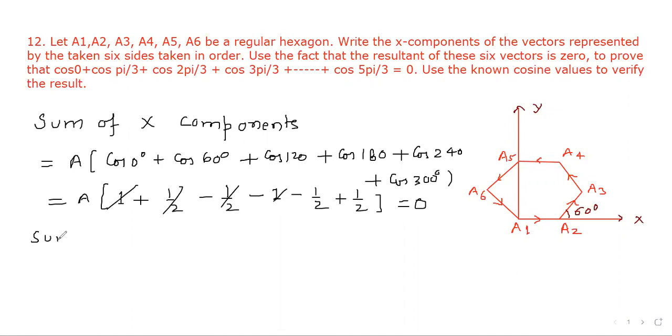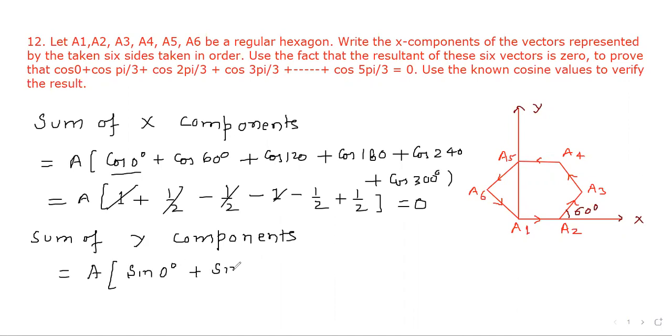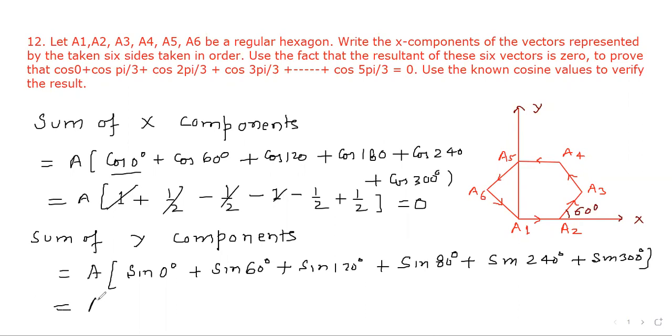Similarly, the sum of y components will be equal to A times, in terms of sine, we have to write these things: sine 0 degree plus sine 60 degree plus sine 120 degree plus sine 180 degree plus sine 240 degree plus sine 300 degree.